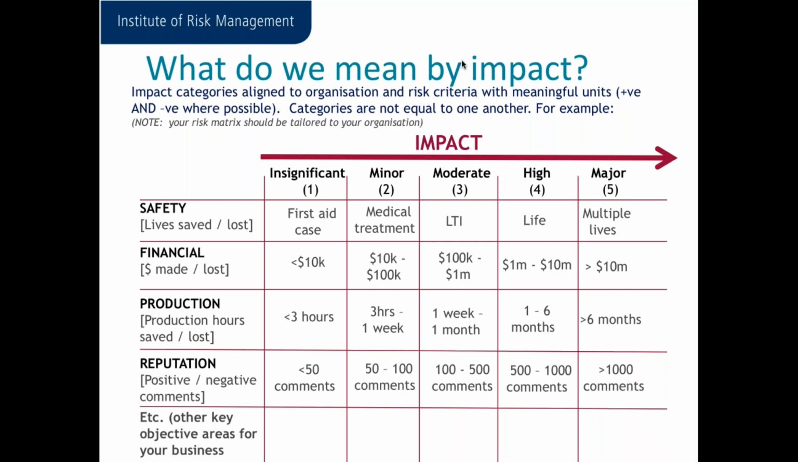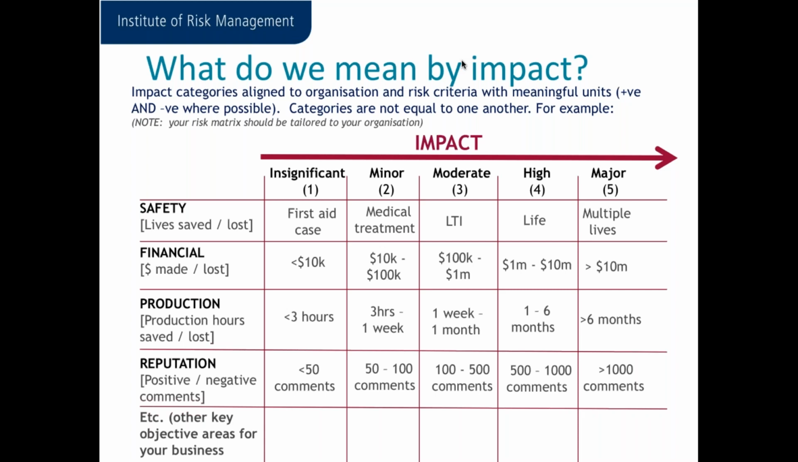But don't get too confused here. We are putting quantities to these rating scales, but we're not using them to do quantitative analysis. We're just giving ourselves an idea of what we mean by insignificant, minor, moderate, high, or major, so that when we're trying to rate the risks, usually in teams, we have consistency and we all understand where each other is coming from.